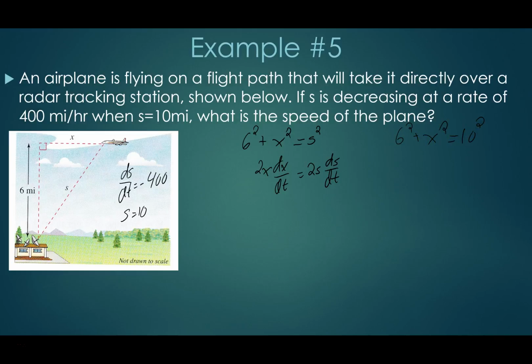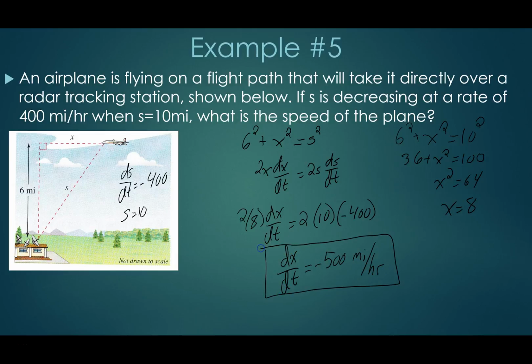In this particular case, 6 squared plus x squared equals 10 squared. It's 36 plus x squared equals 100. x squared equals 64, so x equals 8. So at the time s is 10 miles, x is going to be 8 miles. Now I can plug in 2 times 8 times our unknown dx/dt equals 2 times 10 times negative 400. When we solve that, 2 times 10 times negative 400 divided by 2 times 8, we get negative 500 miles per hour.